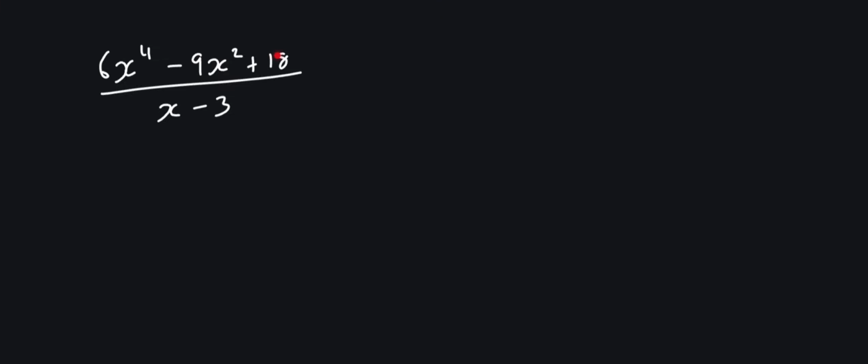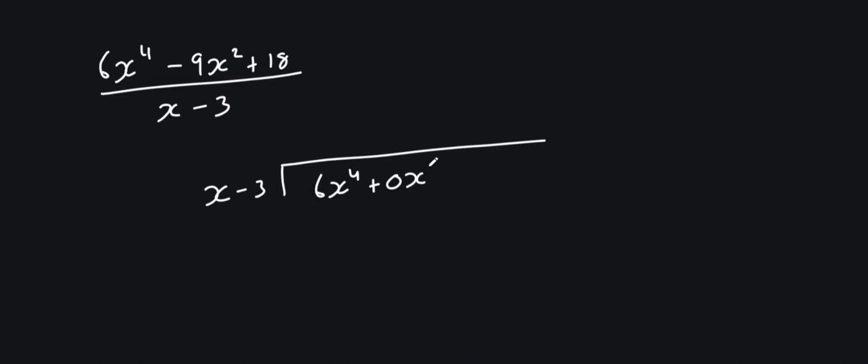So in this question, we can see that we have 18 and then x squared and then x to the 4th. We're missing x and x cubed. So we'd need to add them in as invisible terms. So how would we do it? We would say x minus 3, 6x to the 4th, 0x cubed minus 9x squared plus 0x plus 18. Take the time to try and solve it.